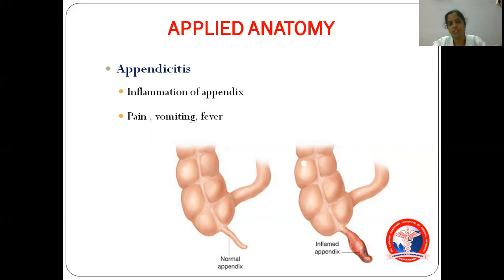So pain will be the first one, and you have to ask the course of the pain, where it exactly starts and where it is now. The patient also comes with complaints of vomiting, and fever will be there. When you see these symptoms, you can come to a diagnosis of appendicitis. You can do an ultrasound also. By all these symptoms and the ultrasound features, you can conclude appendicitis. The treatment is appendicectomy, removal of the appendix.